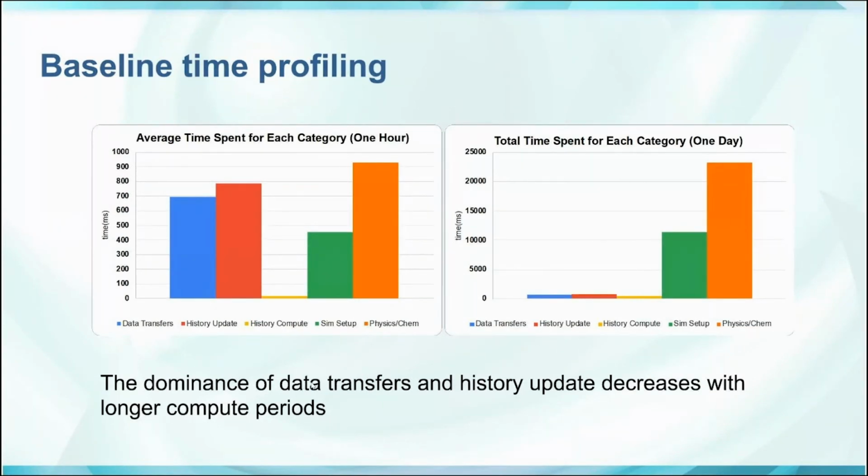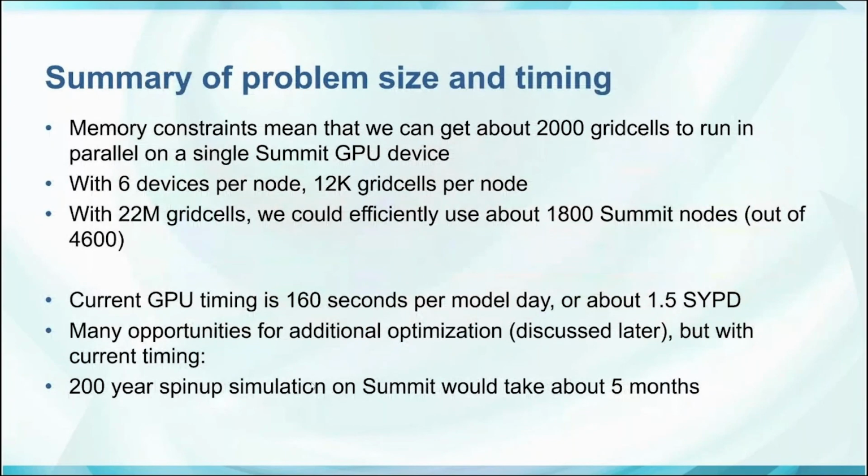Then there's also been a lot of work to improve the performance of the history handler, so that you can actually run the full history update cycle on the GPU device, and then just copy things out at the, say, monthly history increment, and then let the CPU handle the writing to disk. I think I've covered a lot of this.